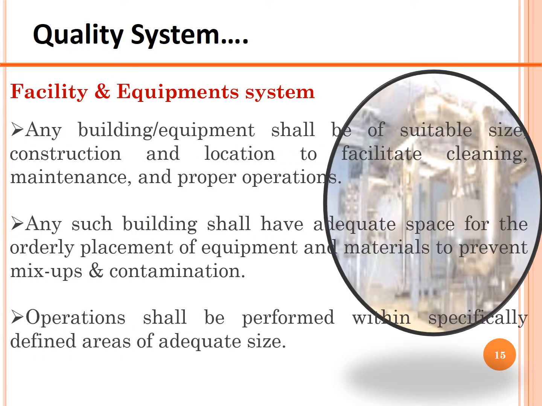Quality system. Facility and equipment system. Any building, equipment shall be of suitable size, construction and location to facilitate cleaning, maintenance, and proper operations. Any such building shall have adequate space for the orderly placement of equipment and materials to prevent mix-ups and contamination. Operations shall be performed within specifically defined areas of adequate size.